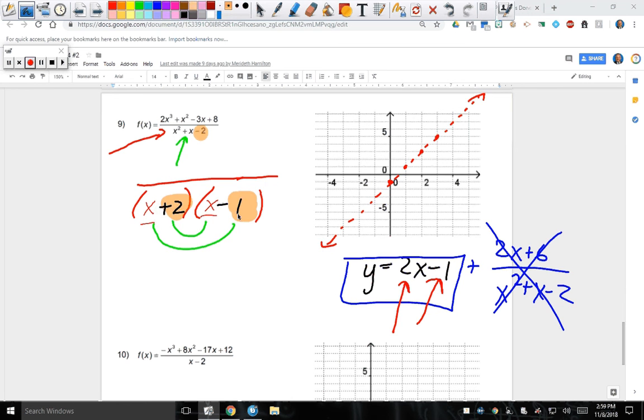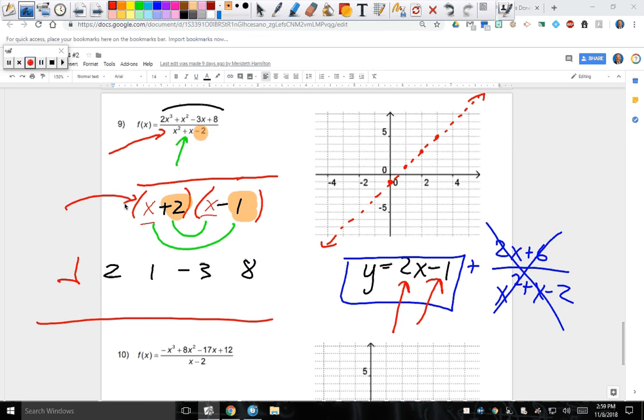Now, I'm going to show you, I can see whether these are going to be holes in the graph or are they going to be vertical asymptotes like that, okay? And the way I can do it is using synthetic division. My original numerator is 2, 1, negative 3, 8. What I want to do now is I want to test x plus 2.